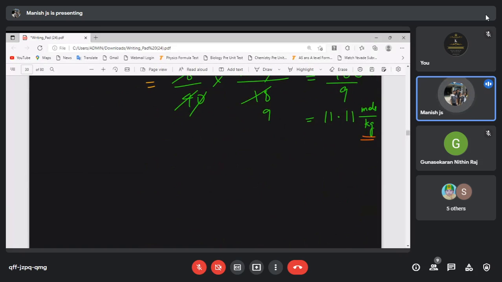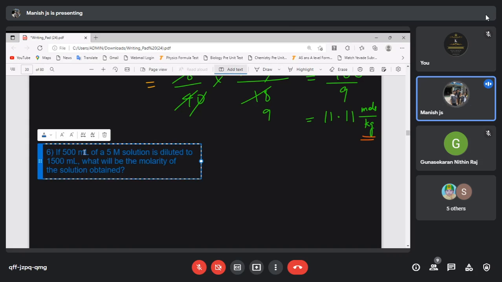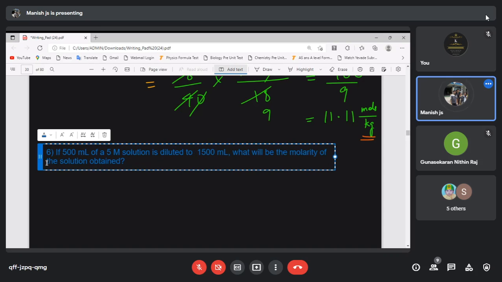So next we'll go on and see another model. Different models are there, and we are trying to cover all the different types. I think this one also you can try. It is simple only.